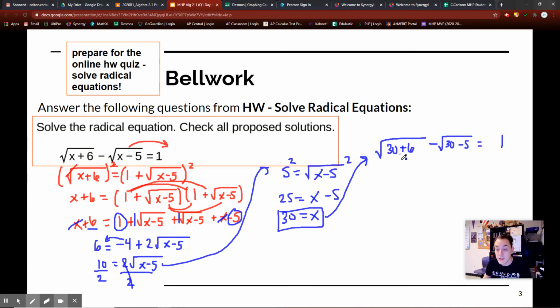So this is going to be 36, so the square root of 36 is 6. That's going to be 25, the square root of 25 is 5. And so it does look like it checks out, which means 30 is my answer. Okay? So that's how you do that question. Make sure you are checking all proposed solutions.